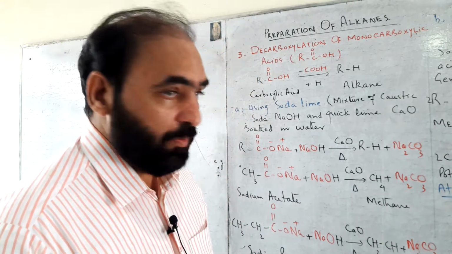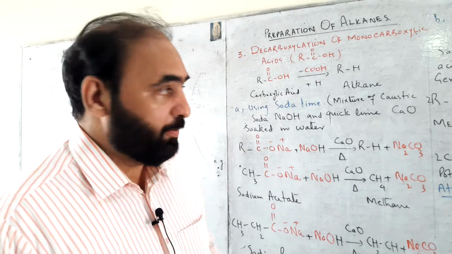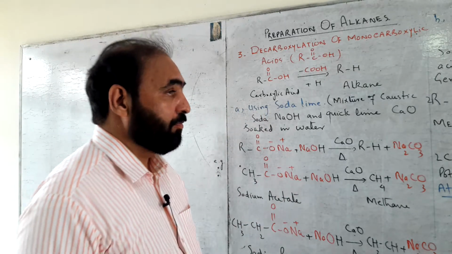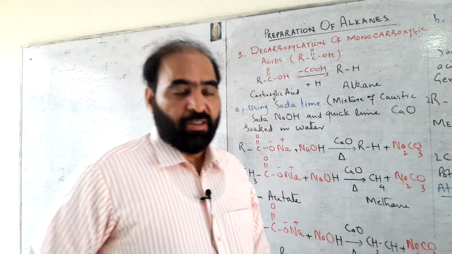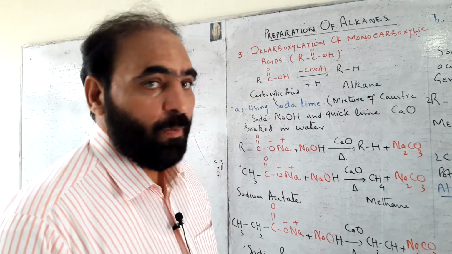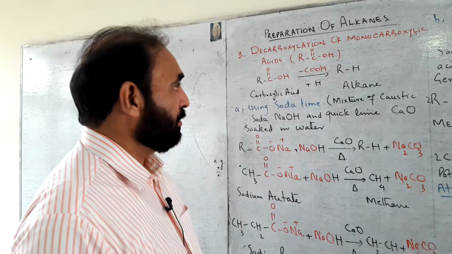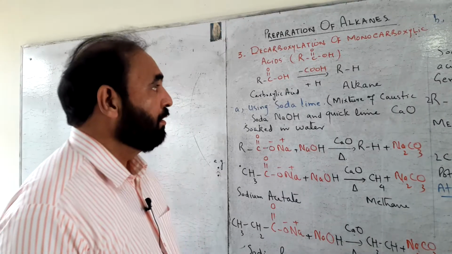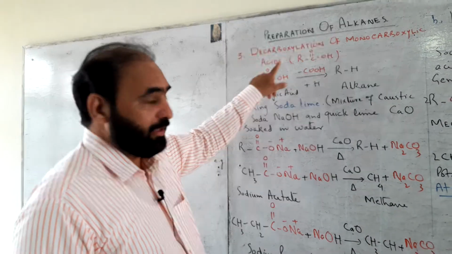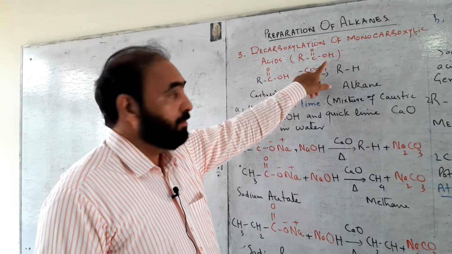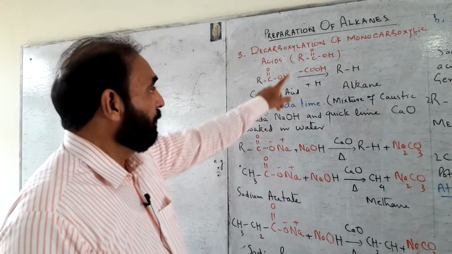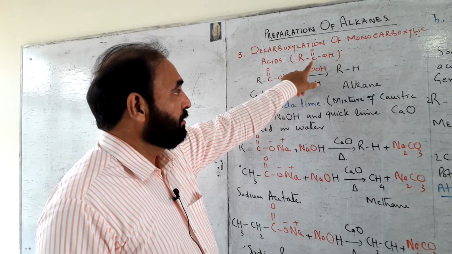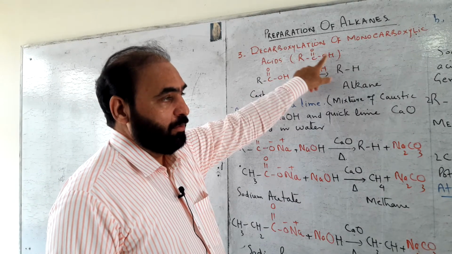Today we will discuss the third method for the preparation of alkane, that is decarboxylation of monocarboxylic acids. Monocarboxylic acids are represented by a general formula R C double bond O OH.